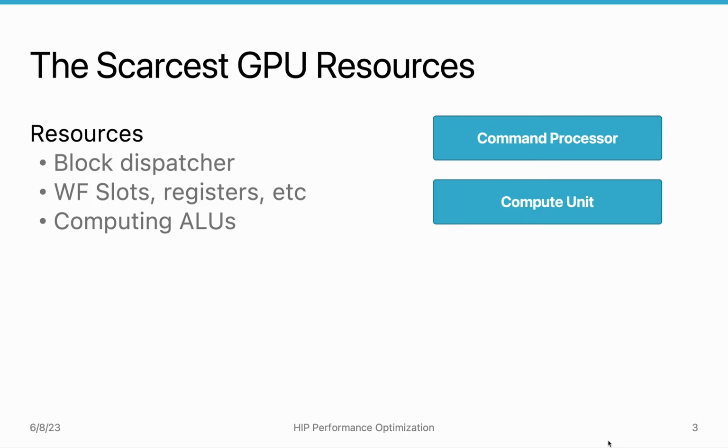Another very important resource that determines the overall performance of the GPU is the number of computing ALUs. If we have a lot of computation that needs to be completed, these computation tasks will occupy the ALUs and take a very long time to finish.